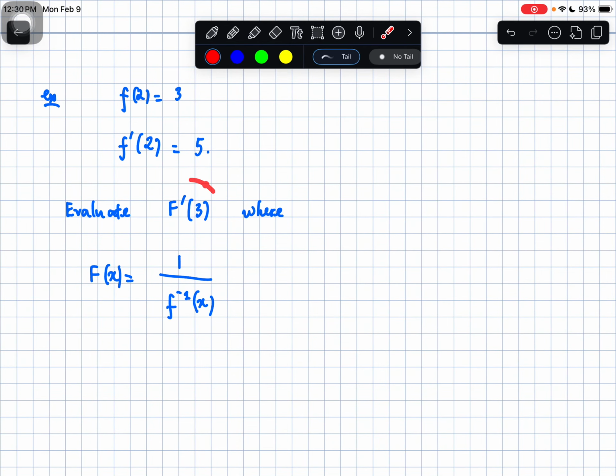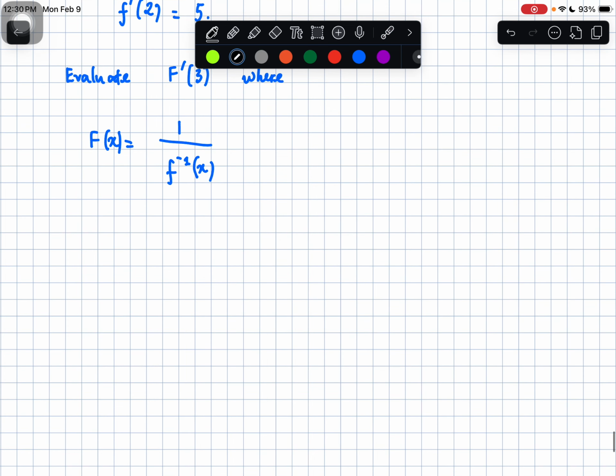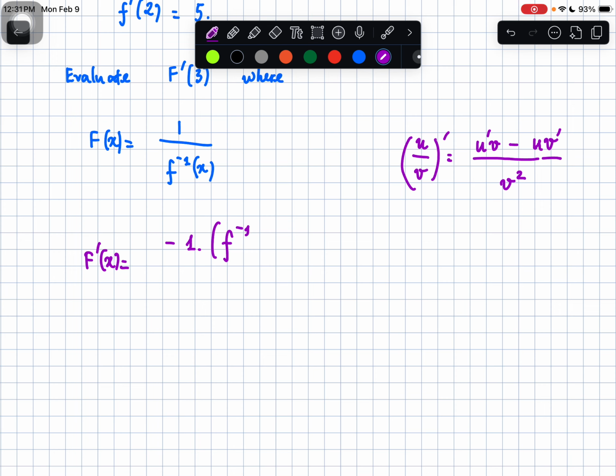We need to compute F prime of 3, where F of x is 1 over f inverse of x. We know the two conditions. So let's use the quotient rule here: (u over v) prime equals (u prime v minus u v prime) divided by v squared. In our case, F prime of x equals (u prime v, which is 0, minus u v prime, f inverse prime of x) over v squared, f inverse of x squared.